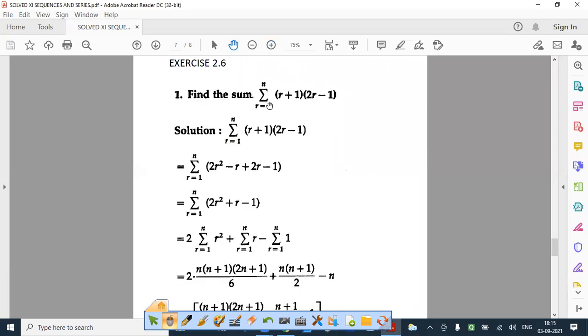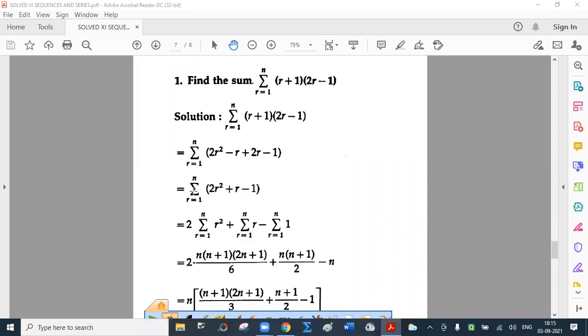Find the sum sigma r plus 1 into 2r minus 1, r goes from 1 to n. I hope you will not say sigma of product is product of sigmas. You have to open the bracket. Simplify this to get what? If you open the brackets and simplify, you get 2r square plus r minus 1. Okay. Now use properties of sigma notation. So this is nothing but 2 sigma r square plus sigma r minus sigma 1.